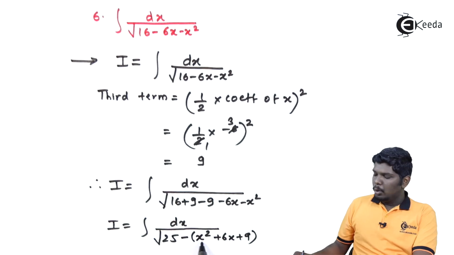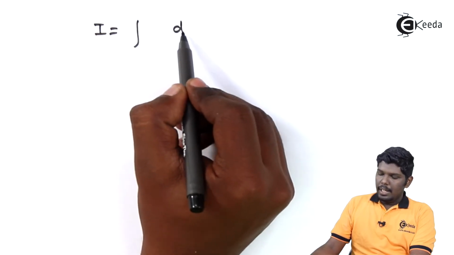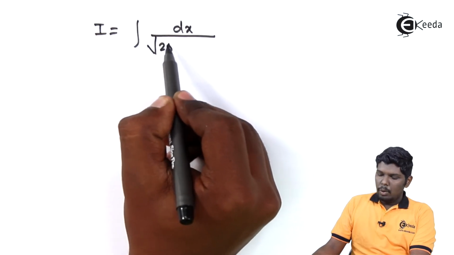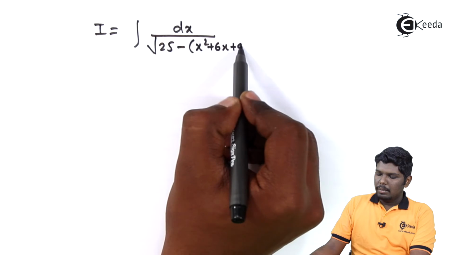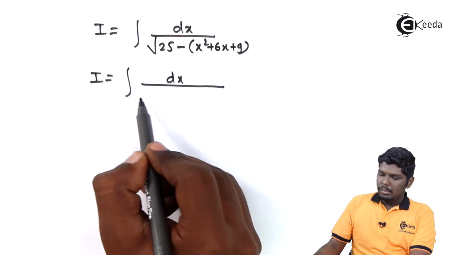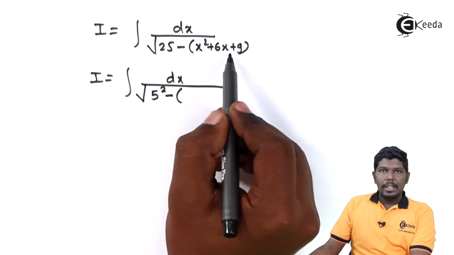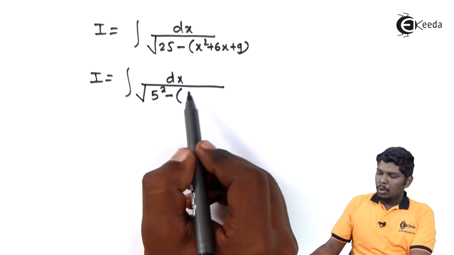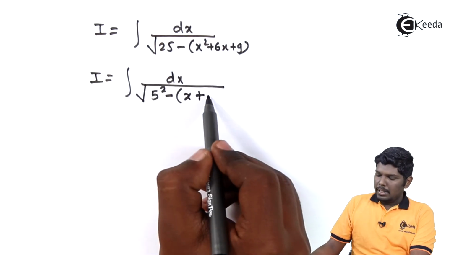In the next step, we will reduce these three terms, and at the same time we can write this constant as something square. 25 can be written as 5 square. I is equal to integral dx upon under root 25 minus x square plus 6x plus 9. Further, we have dx upon, 25 can be written as 5 square, and x square plus 6x plus 9 can be reduced to the square root of x square is x, sign of the second term is plus, and the square root of 9 is 3, the whole square.